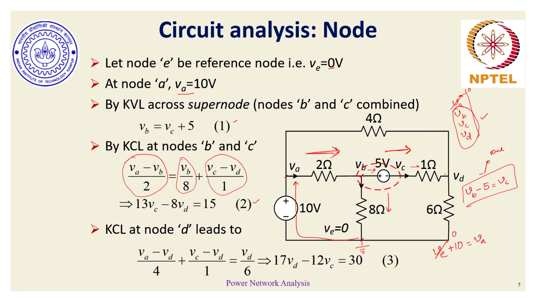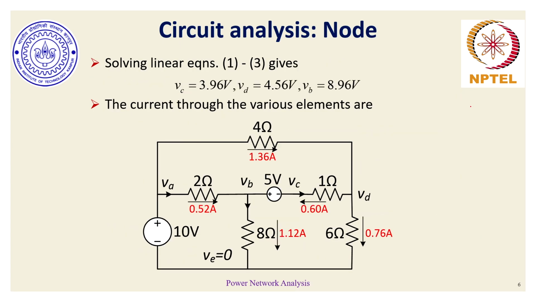Similarly, if we apply KCL at node D, we get the third equation. We have got our equations 1, 2, and 3. Essentially, we are left with only 3 unknowns. We solve these 3 simultaneous equations, we get our remaining node voltages, and from those node voltages, if we apply KVL, we could find the corresponding currents through individual resistances, impedances, and so on.